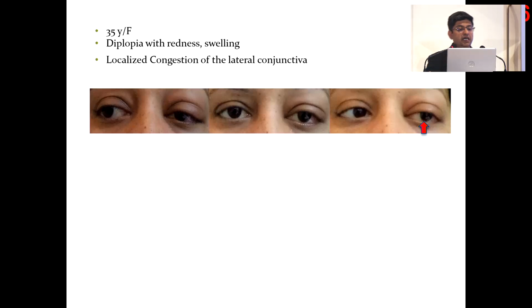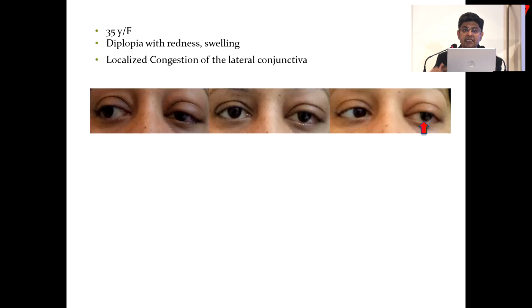So this was a 35-year-old female with diplopia with a little bit of redness temporarily on the lateral side with swelling. Localized congestion on the lateral conjunctiva. Now, the most important thing, this patient is complaining of diplopia. The most important thing you need to see for is the deviation in primary gaze and the limitation of abduction that the patient has. This is showing that it's probably not a paralytic squint.